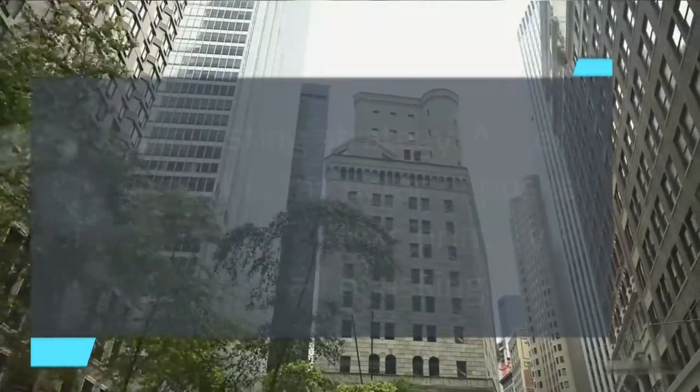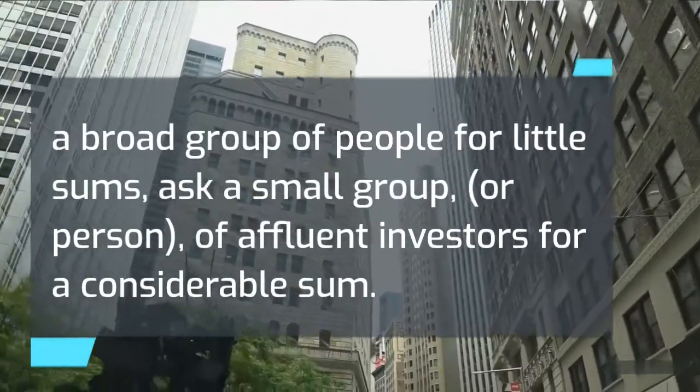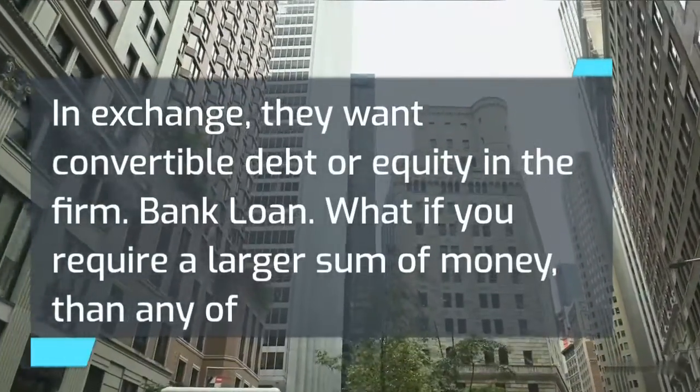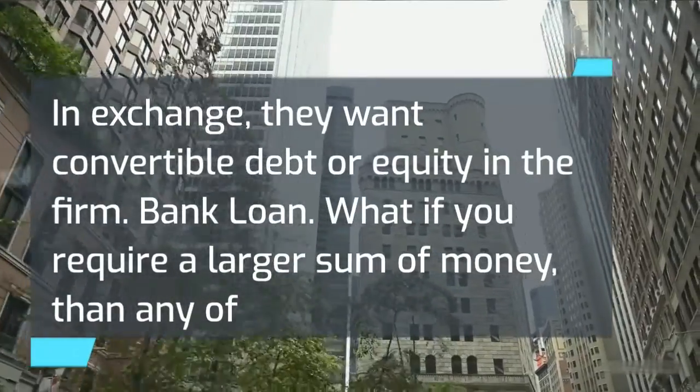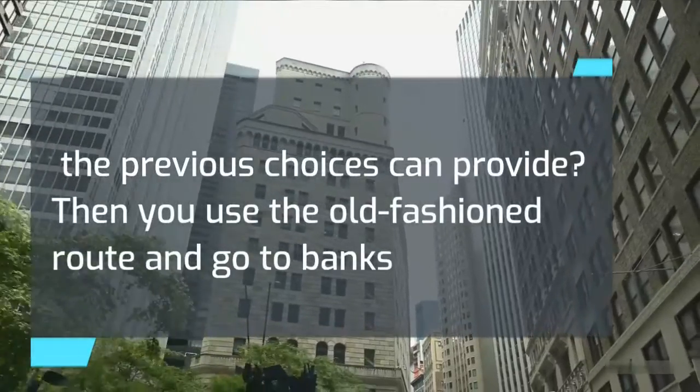Instead of asking a broad group of people for little sums, ask a small group, or person, of affluent investors for a considerable sum. In exchange, they want convertible debt or equity in the firm. Bank loan. What if you require a larger sum of money than any of the previous choices can provide?